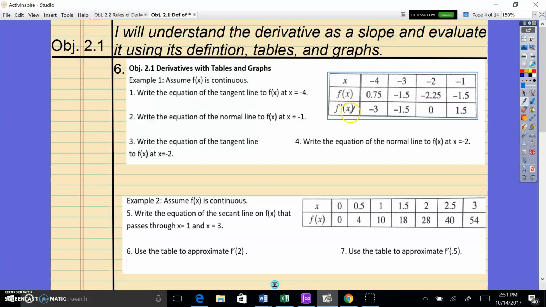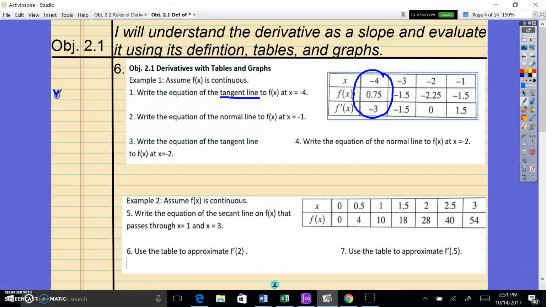What's important about this is we are not given the function, but we're given these values to work with, which means for the derivative, we don't have to do any work. We just know these are the slopes of the tangent lines at the given x coordinates. So the first question says, write the equation of the tangent line to f of x at x equals -4. So I already have all the information I need to get started.